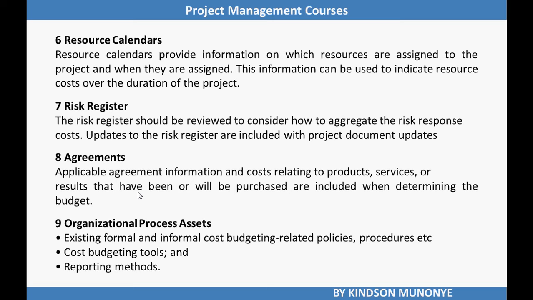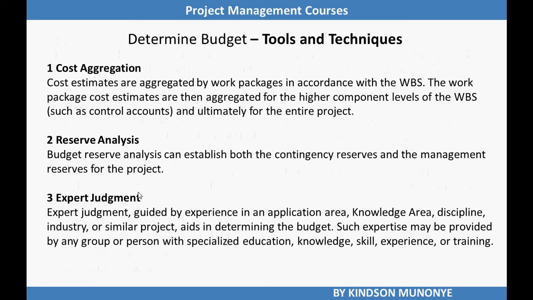We also need agreements. Applicable agreement information and costs relating to products, services, or results that have been or will be purchased are included when determining the budget. Organizational process assets: existing formal and informal cost budgeting related policies, procedures, cost budgeting tools, and reporting methods. These are part of the organizational process assets that might affect determine budget.